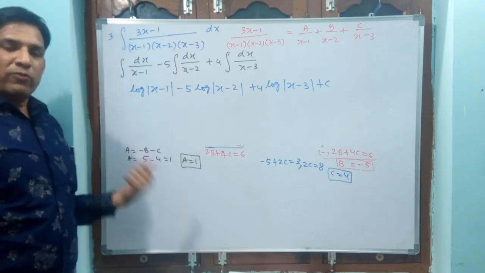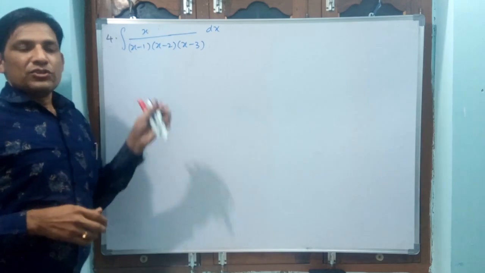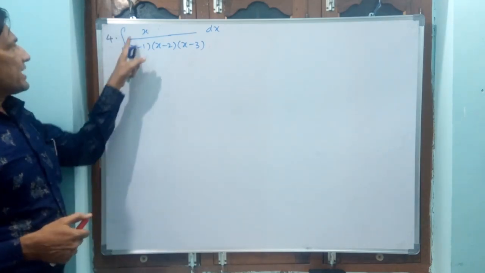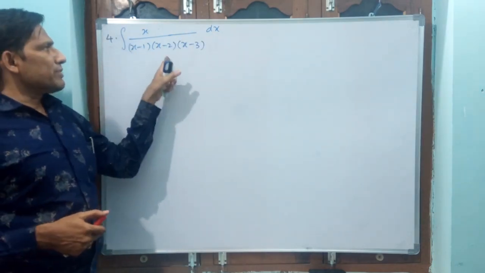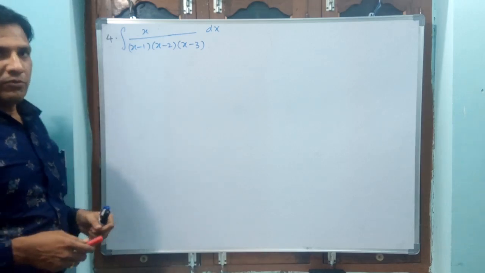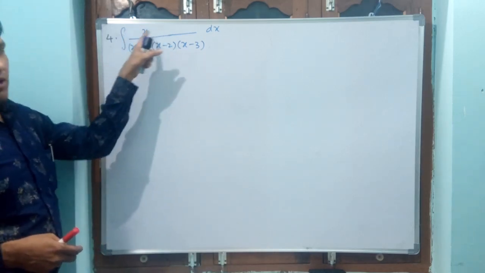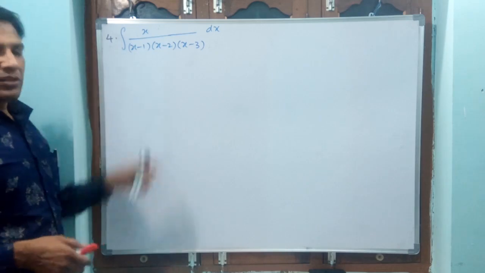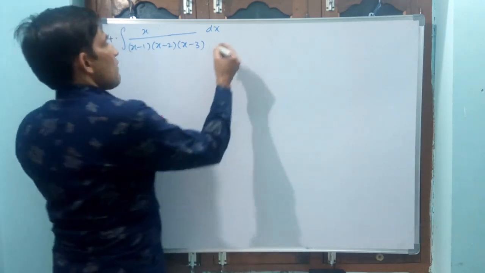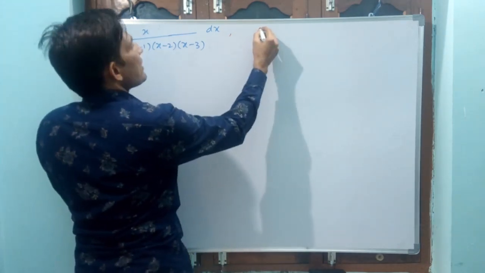Take this, we will go for fourth question. See, fourth question, integral x dx by x minus 1 into x minus 2 into x minus 3. In the last question 3x minus 1 was there, but here only x is there. This also we can do with the same procedure. You see what I am doing? I am making partial fractions equation.